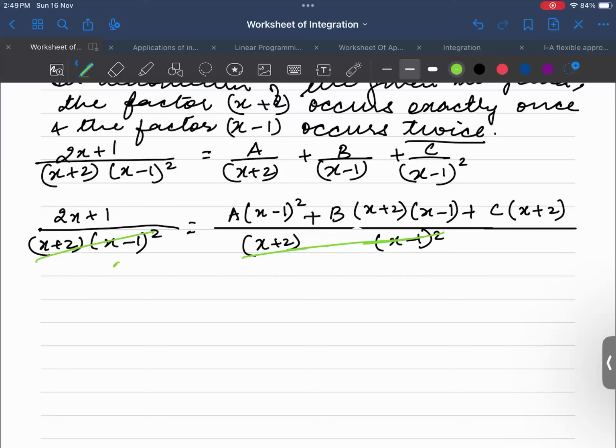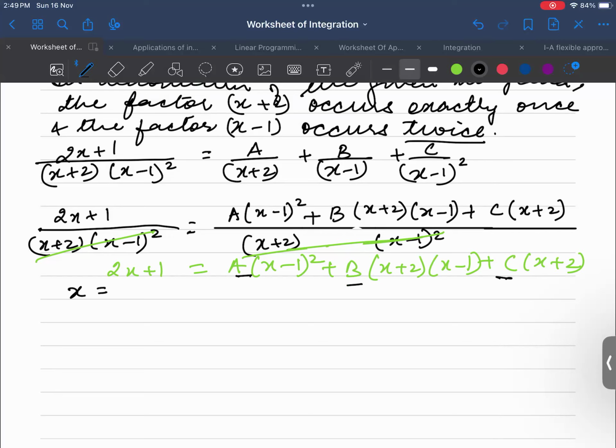Now, we know 2x plus 1 equals A(x minus 1) whole square plus B(x plus 2)(x minus 1) plus C(x plus 2). Now, to find the constants A, B, and C, how will we find them? Let us choose x equals minus 2. Let's choose x equals 1. And for convenience, let's take x equals 0 also. It would be easy because when something is in square, it is easier for us.